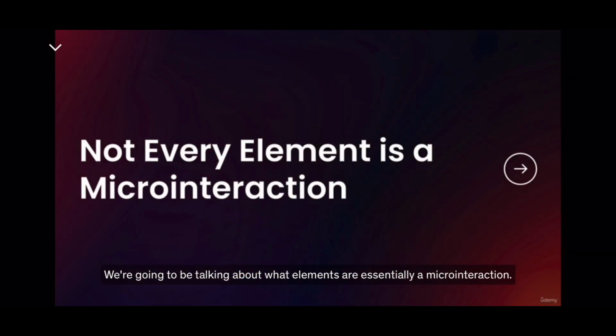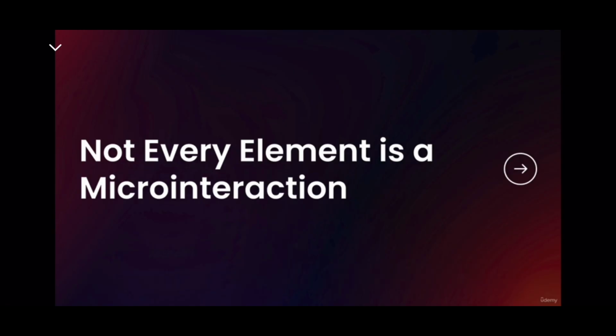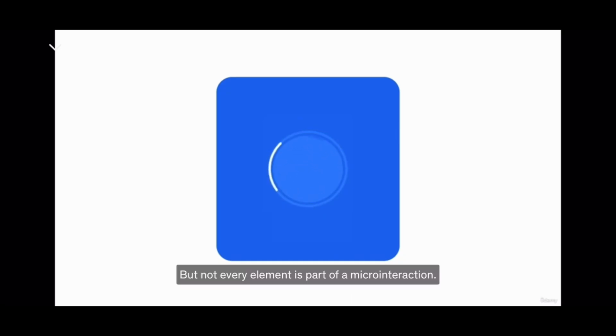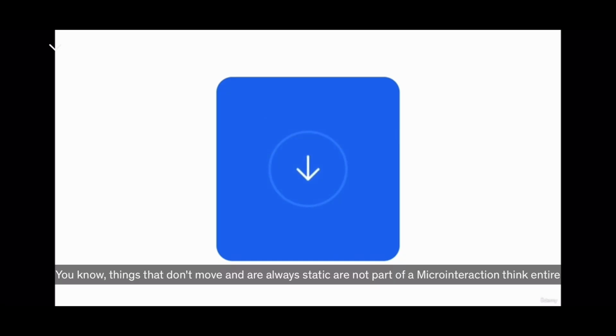We're going to be talking about which elements are essentially a micro interaction. You may be thinking it could encompass a substantial number of digital elements, and that's true. But not every element is part of the micro interaction. Things that don't move and are always static are not part of the micro interaction. Think entire flows that have multiple actions are not micro interactions. Maybe those smaller actions in the flow are.